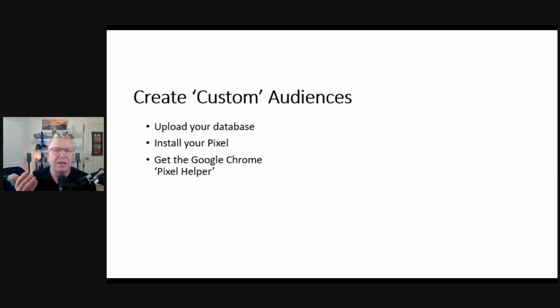Now, if you're not sure whether or not you have it installed, if you use Google Chrome, you can download an extension called the Pixel Helper, and that will tell you whether or not you have the pixel installed. Okay, if there's a pixel found, it will tell you. If there's no pixel found, it will tell you that. The other cool thing about this Google Chrome Pixel Helper is you can have a look at your competitors' websites and see whether or not they've got the pixel installed. And if they have, you can then go and check out and see whether or not they're running any ads, which is also a very cool thing to do.